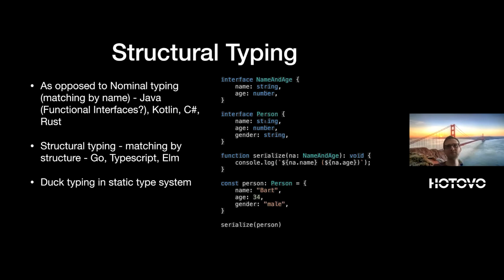However, we have a person interface here, which has a name and age and something else. But I can happily call this serialize function with the person, even though the person doesn't explicitly extend the name and age interface. But it's not a problem for structurally typed languages, because the compiler knows that it requires not the name and age, it requires something that has a name and an age, right? And the person object has it, compiles fine, works just fine. Not a problem with that.